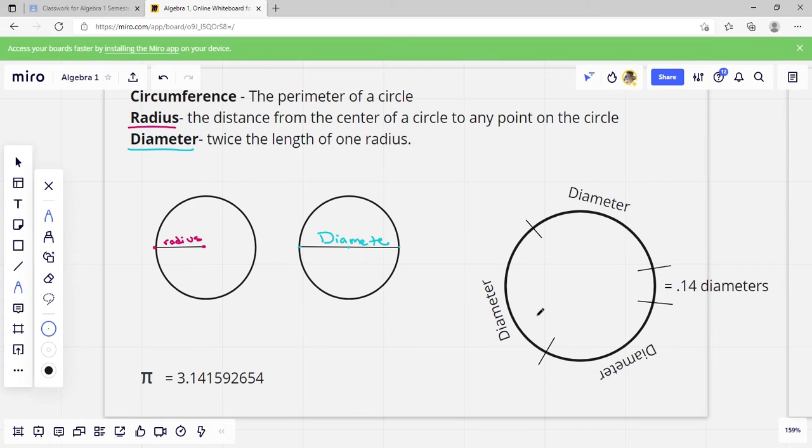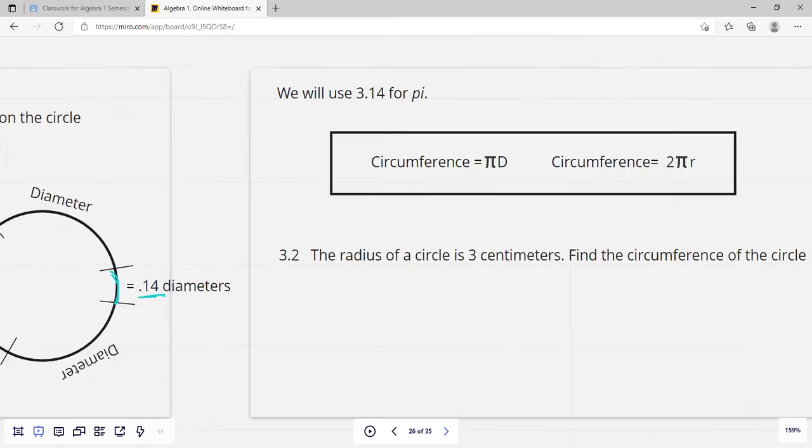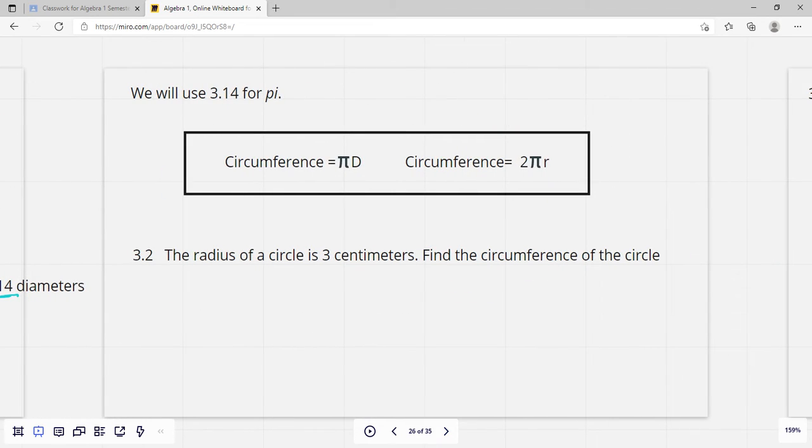And that is always going to be 3 diameters plus a little bit more, 0.14. So 3 and this distance right here is what we call pi, and we write that with this symbol. And pi is 3.14159 blah, blah, blah. We're just going to use 3.14. And that just means the distance around your circle as compared to its diameter. Alright, so we'll use 3.14 for pi.